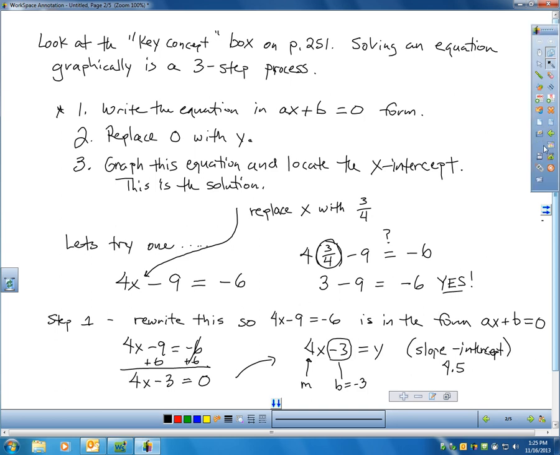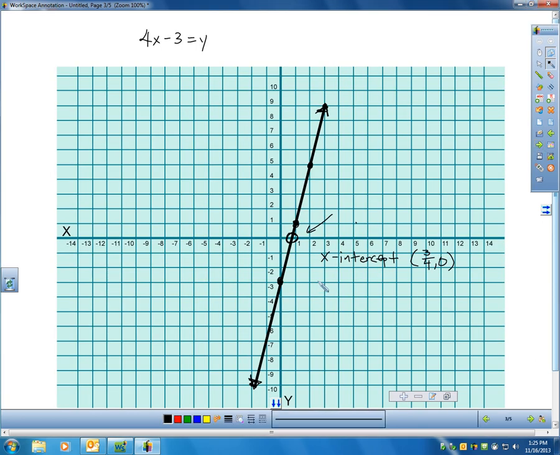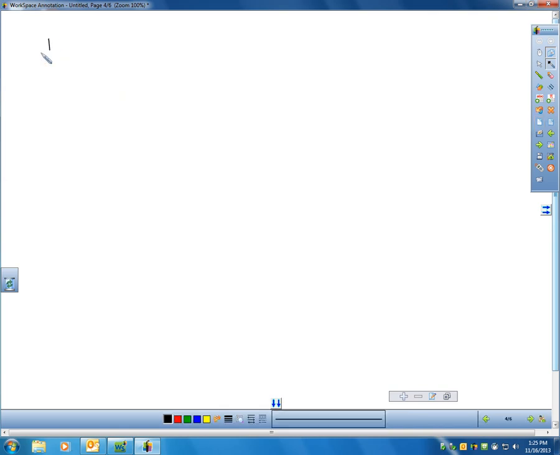All right? That's what you have to do to solve a problem graphically, that 3-step process. Maybe we'll just do one more real quick. We'll do one of these problems in the book just so you see one more look at that. So let's look at number 1 in the book on page 252. They want you to solve the equation graphically and then check it algebraically. Well, okay, let's do both of those. So let's solve it graphically first.